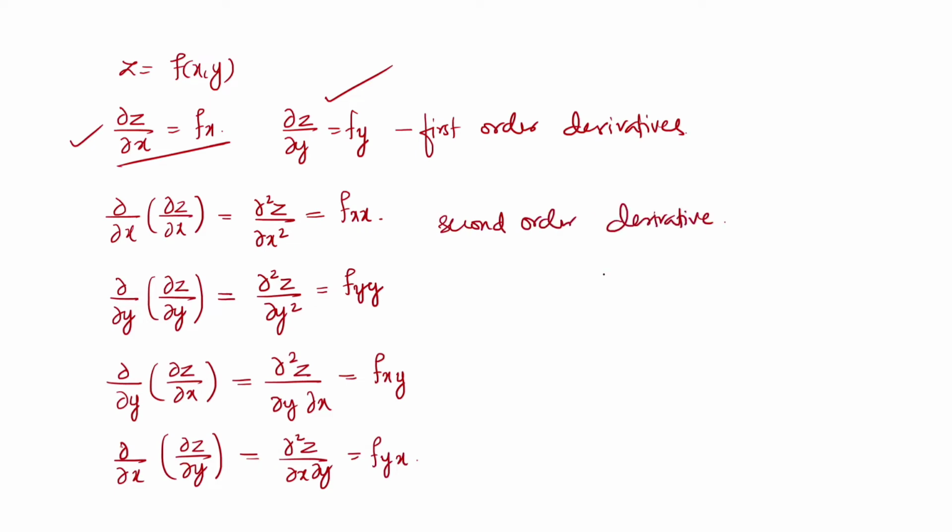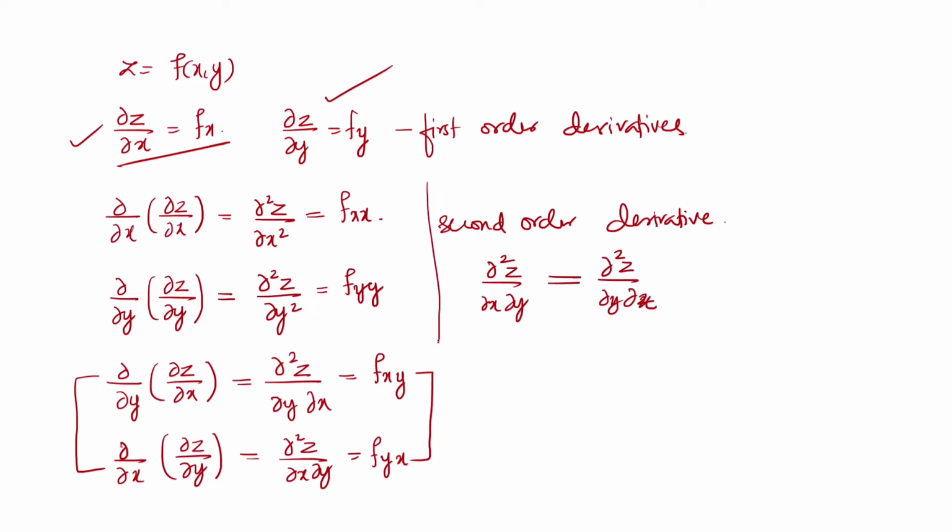Okay, therefore we have four second order derivatives, and of these, these two mixed partial derivatives, that is dou square z by dou x dou y and dou square z by dou y dou x, we can call mixed partial derivatives, and these mixed partial derivatives in usual case will be equal. Okay, so we have three independent or three different second order derivatives, that is fxx, fyy, fxy or fyx, both are equal.